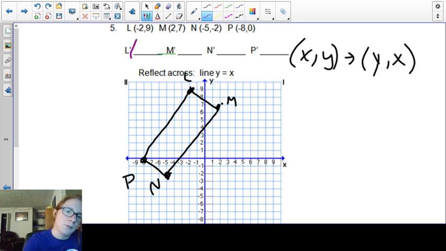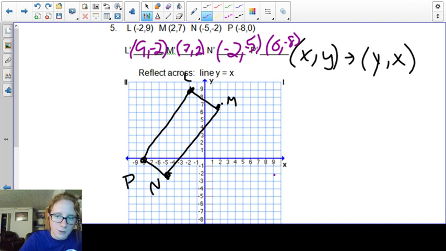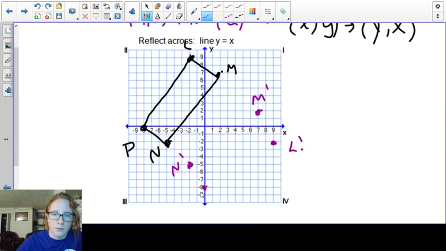So my x and y are going to flip spots. So I'm going to be at 9, negative 2. 7, 2. Negative 2, negative 5. And 0, negative 8. I'm going to have to scroll down a smidge.